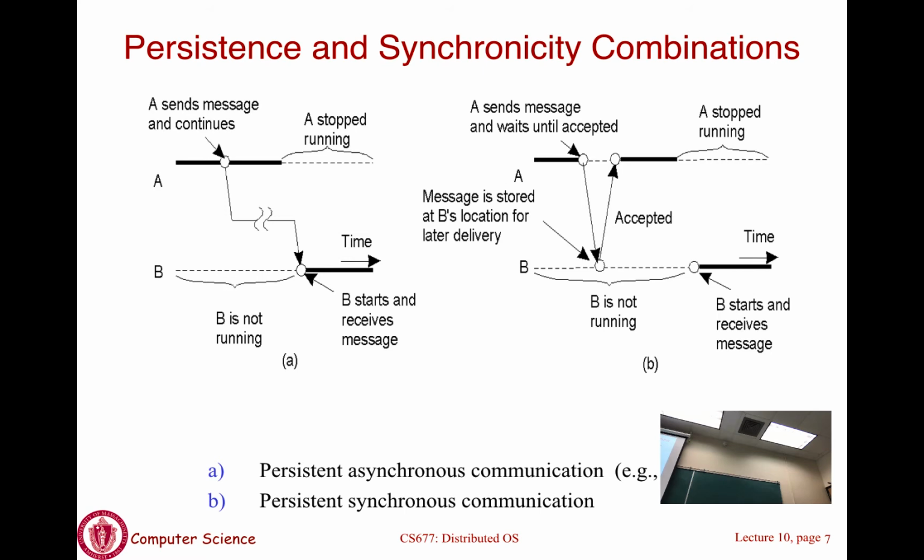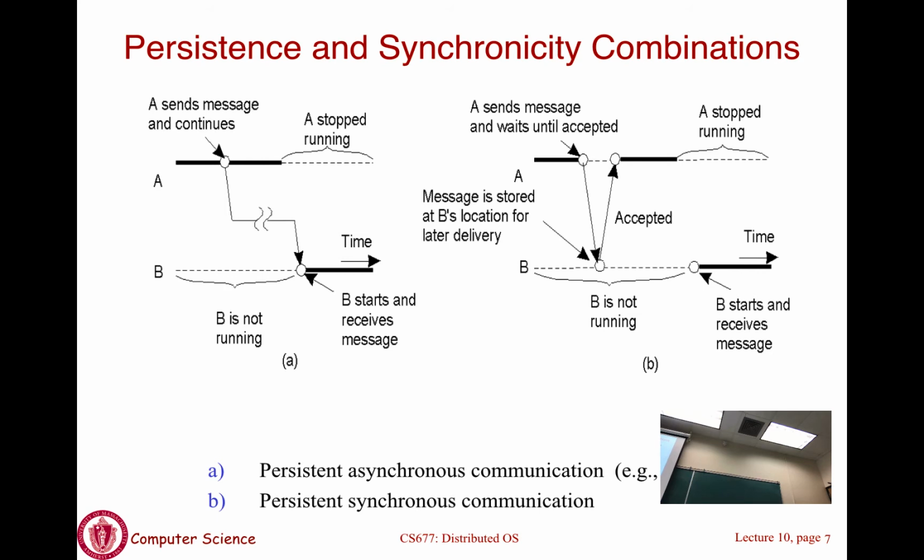Okay, when you send an email, you don't wait for a reply to be received, you just go do something else. The recipient will take delivery of that email message at an arbitrary later time, and they check the email next, for example. Is this clear? Okay. So that's persistent and asynchronous.